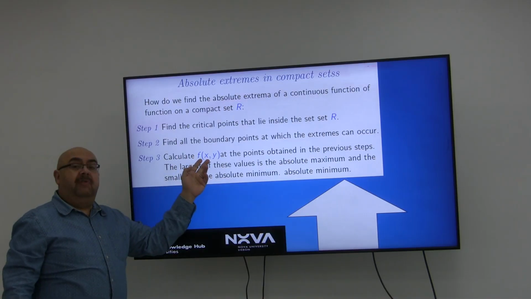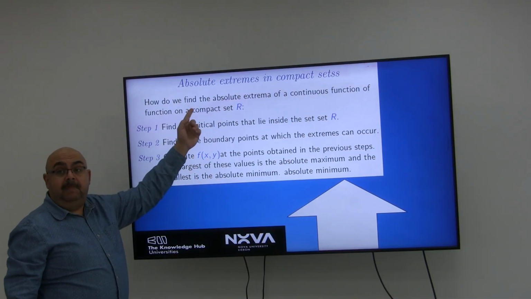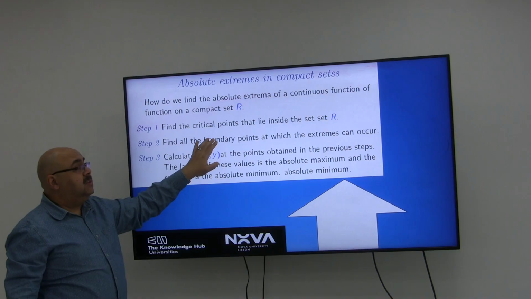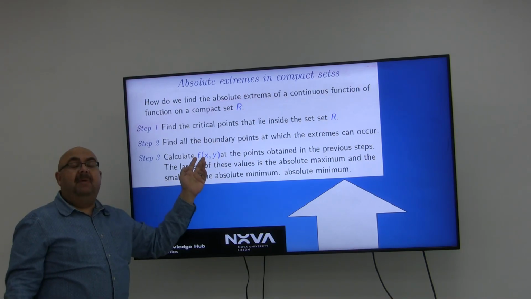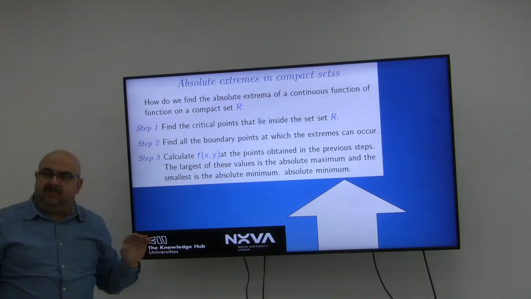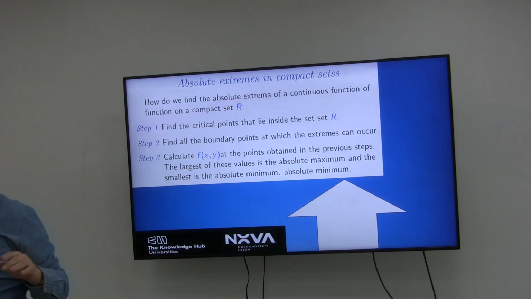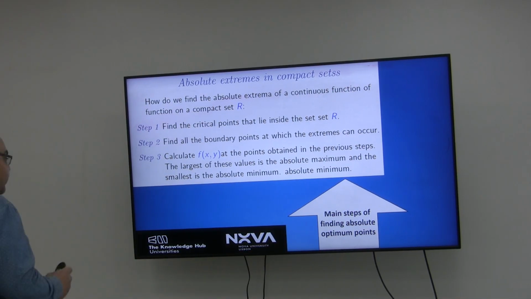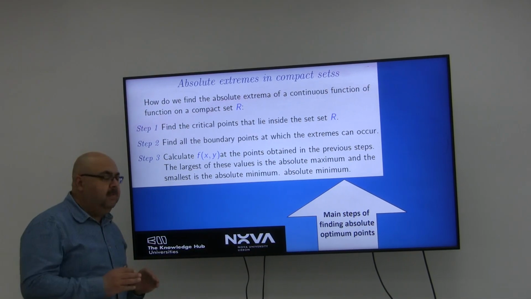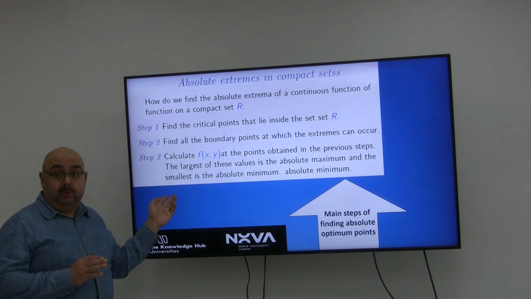Calculate the value of the main function at the critical points from the interior analysis and at the boundary points. The maximum of them is going to be the absolute maximum value, and the lowest value of them is the absolute minimum value of your function. These are the main steps of finding absolute optimum points. This is very, very important.